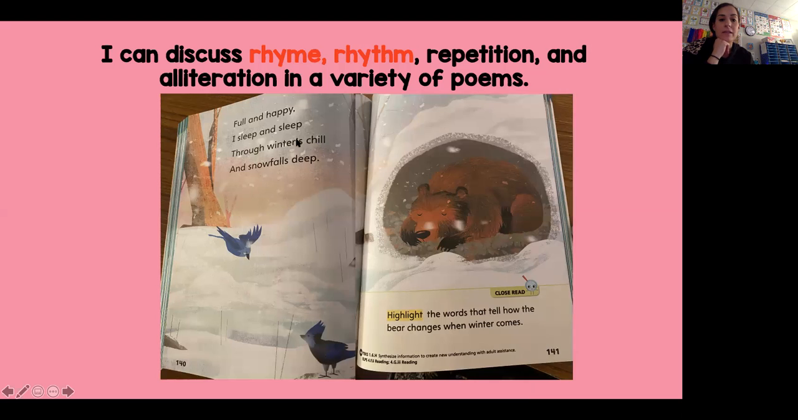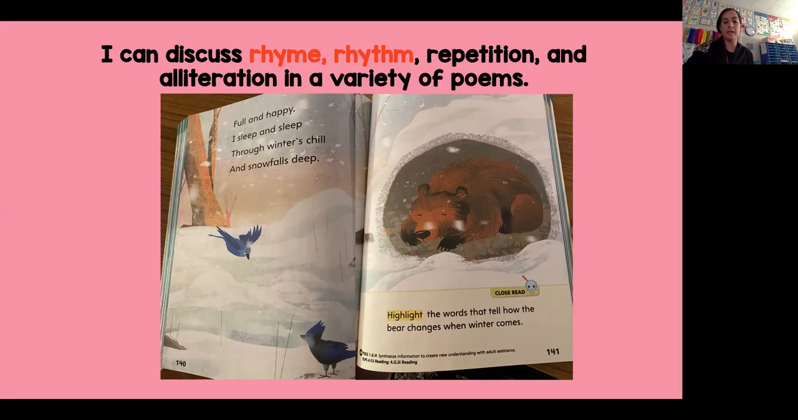Now they have the same middle sound. What sound do you notice in the middle of the word? Double E. And they also have P at the end. They all end in E, E, P. So sleep and deep are rhyming words. Again, the author used a special type of format in this poetry. They don't have rhyming words in every single line, but every other line there's rhyming words, right? Sleep and deep rhyme. So it says, full and happy, I sleep and sleep through winter's chill and snowfalls deep.